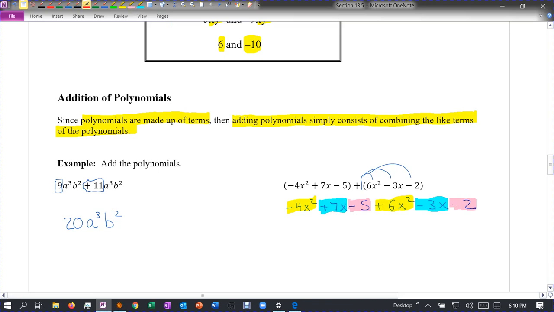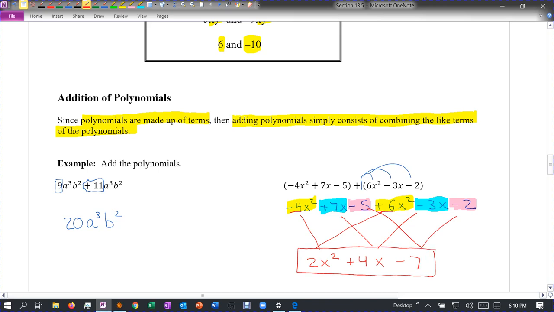So to add them, we're going to combine these two together by just adding their coefficients. Negative 4 plus 6, that's 2, and then we just write down the variable. Here, when we add those together, 7 minus 3 is 4, so we go plus 4, and then we just write down the variable x. And then the last two we put together, it's negative 5 take away 2 is negative 7. So there is our simplified polynomial.